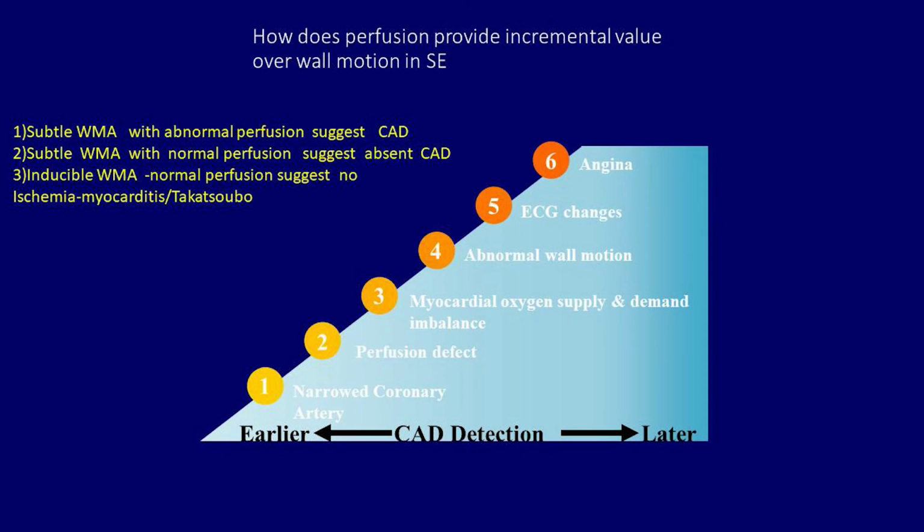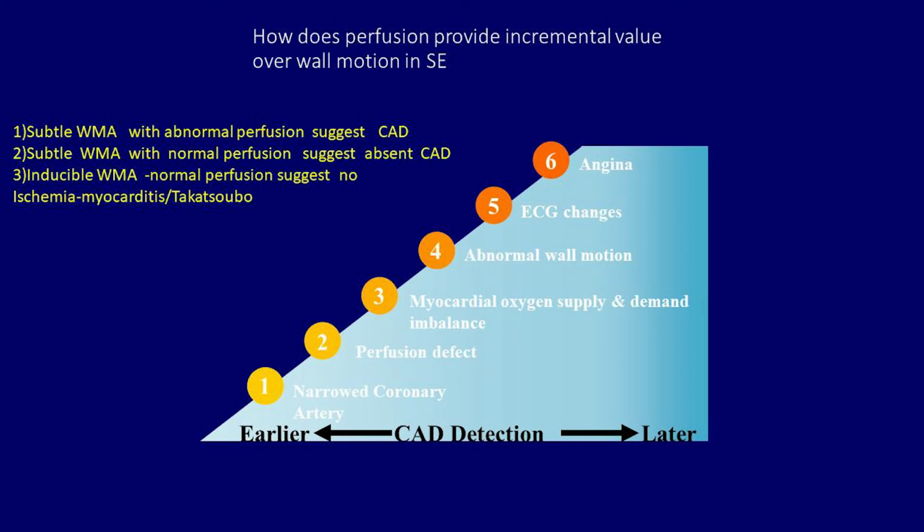So how does perfusion provide incremental value over wall motion? I told you that perfusion abnormalities occur earlier. But more importantly, what we face in day-to-day clinical practice is we see a subtle wall motion abnormality and we are not sure. And what we do is, if the perfusion is also abnormal, we call it coronary artery disease.